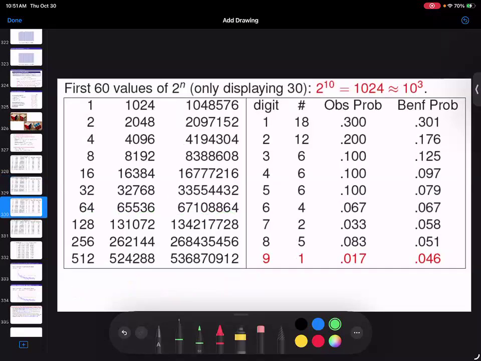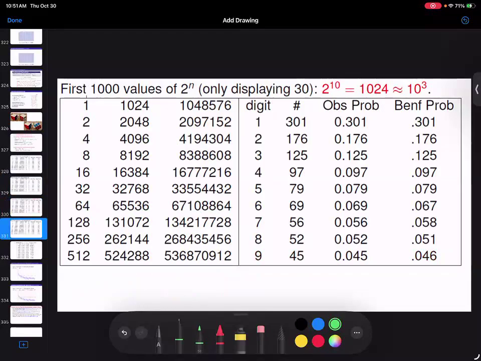If 2 to the 10 equaled 1,000, then every time I increase by 10, I would just get the same number with 3 zeros padded, and I wouldn't get Benford's law. I would just keep getting the same values again and again. Notice in the first 30, we have no 7s, we have no 9s. It takes a while before we finally see one of them.